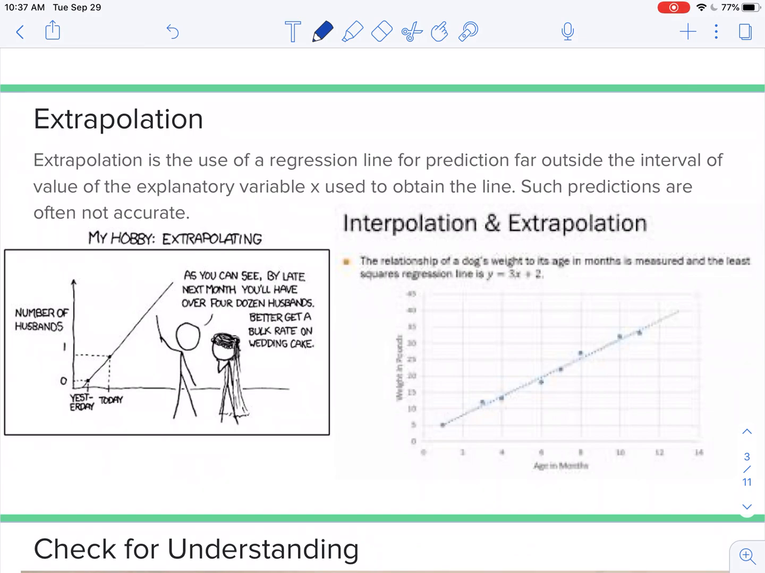Extrapolation. So extrapolation is the use of a regression line for a prediction far outside the interval of values of the explanatory variable x used to obtain the line. And such predictions are often not accurate. So we have explanatory variables, we have regression lines, and usually those regression lines and explanatory variables give us something within a certain window, a reasonable window.